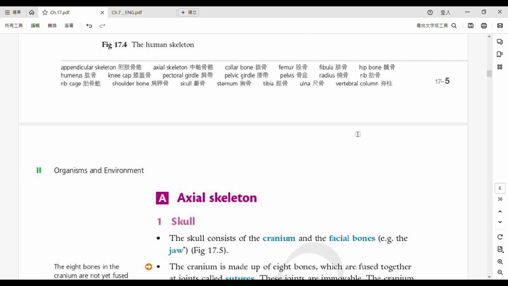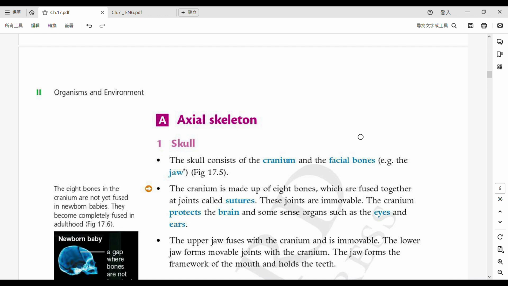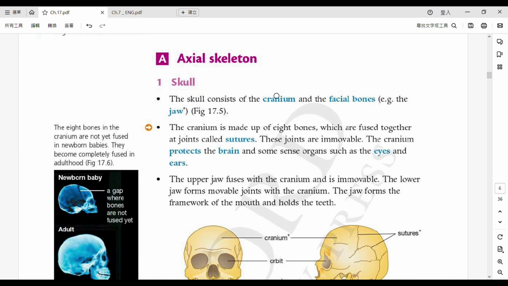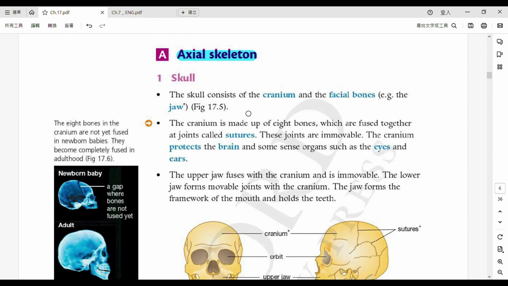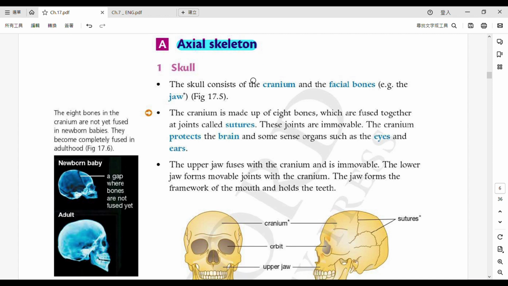If you really need to pause this video, please feel free. First part, we're going to talk about the actual skeleton, the axial skeleton. There are 3 parts. First one, the skull. The second one is our vertebral column, the spine. And the last one is the rib cage. So first, talking about the skull.